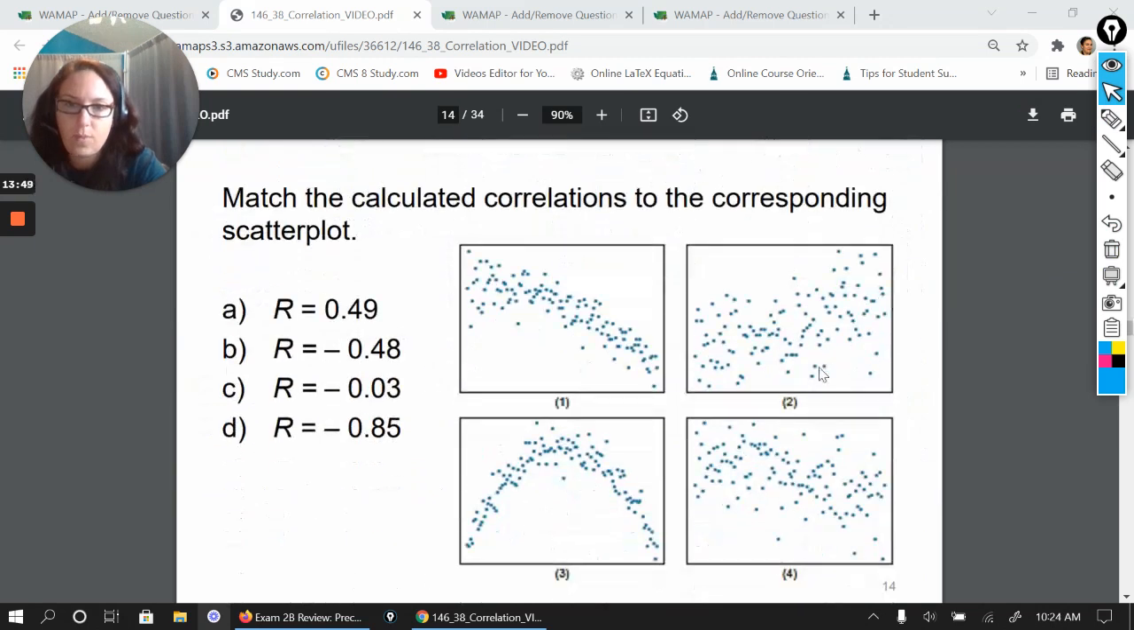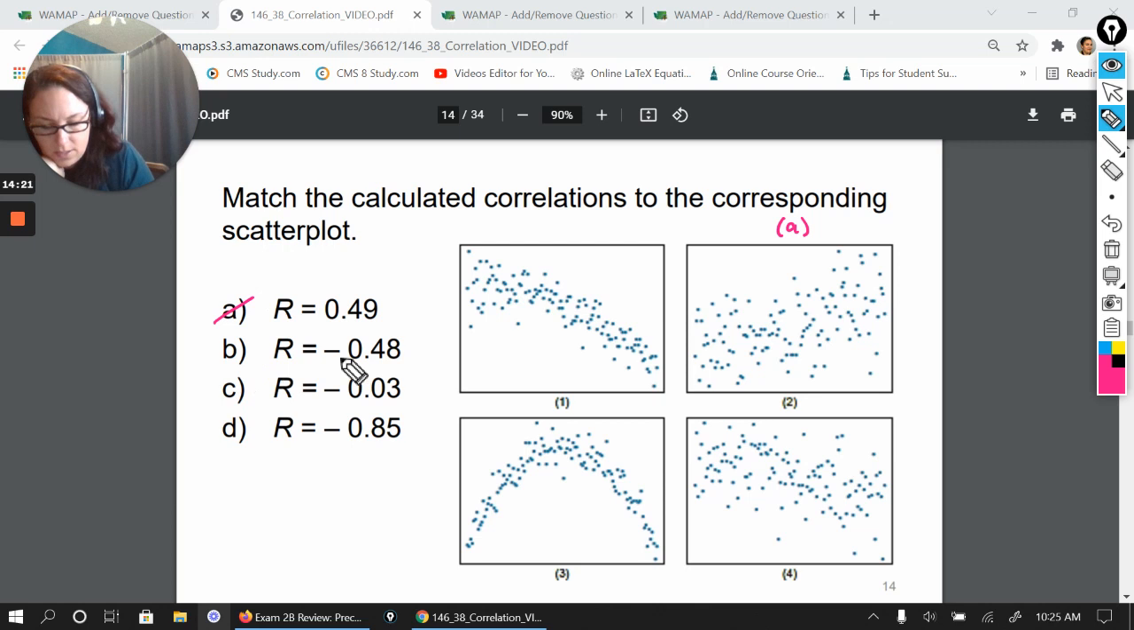Here's example 4. Match the calculated correlations to the corresponding scatter plot. Okay, so let's start with A. A is an R value of 0.49, so we're looking for something that has a positive trend. So the only one that has a positive trend, it looks like, is number 2, because it looks like it's heading uphill. So I would mark this one as A.